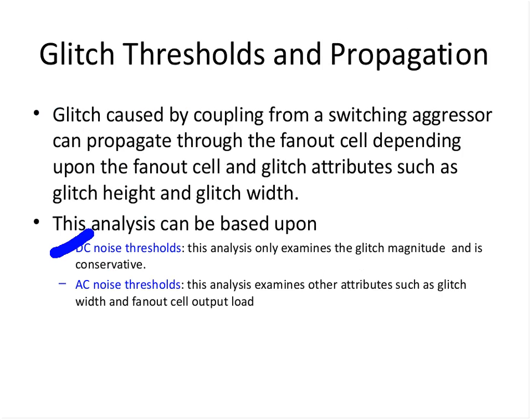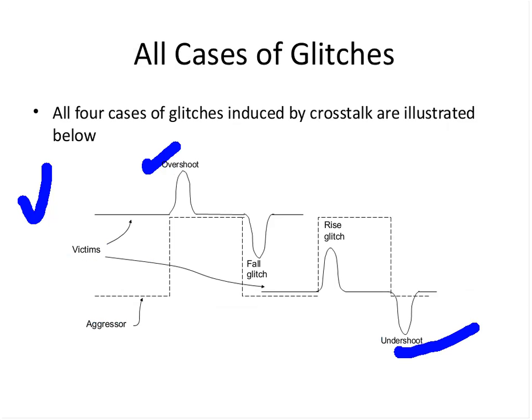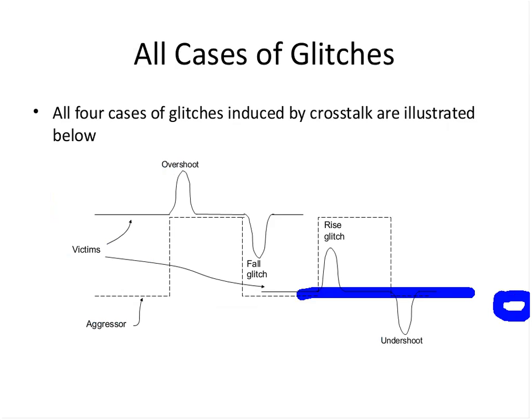Height means the maximum value. There are two things with respect to a glitch. Let's see the rise glitch. This is 0. This is the maximum value up to which the glitch, the bump, goes. This is called the magnitude of the glitch. The magnitude of the glitch is the maximum rise or drop in the voltage value.